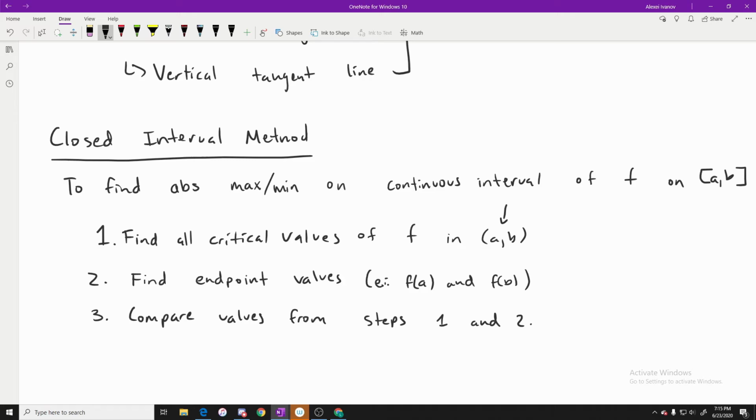But that's all we're going to do: just find where the derivative equals 0 or does not exist. Secondly, we want to test these endpoints.